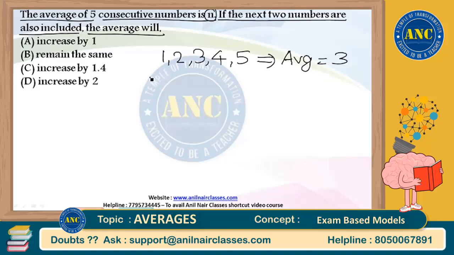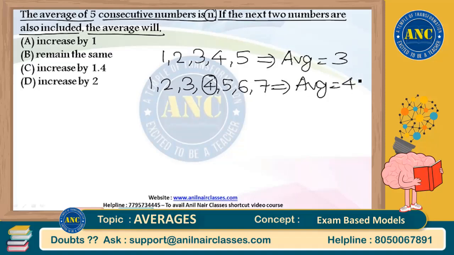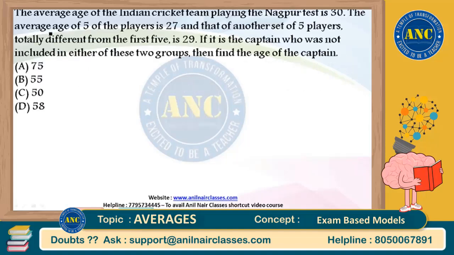If the next two integers are also included, after 1, 2, 3, 4, 5 the next two are 6, 7. The average is 4 for this. Earlier the average was 3, now the average is 4. It is increasing by 1 unit. The average will increase by 1. Easy question. Convert a variable methodology n to a number system methodology by taking some values of your choice, and easily you will get the answer. The idea should be clear. The answer is it increases by 1.